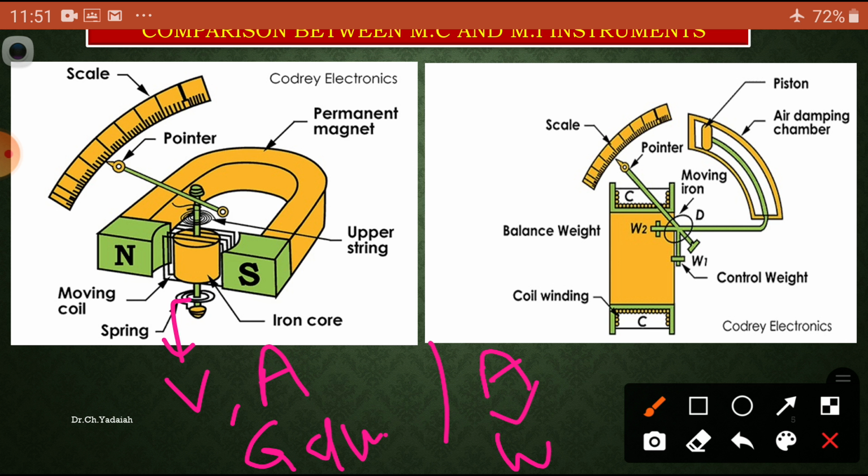The same moving coil instrument can be used as an ammeter and a voltmeter, as we have already seen in previous classes. If you are using the moving coil instrument as an ammeter, there is no need to connect an extra resistance in series.